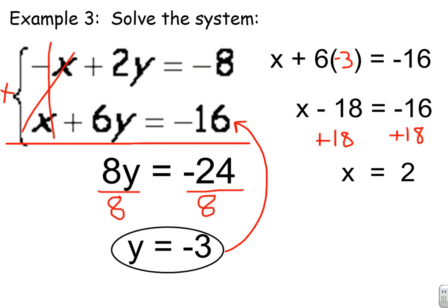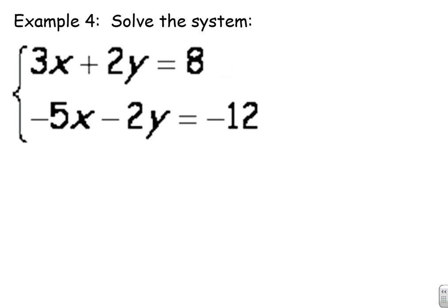X equals positive 2. Our final answer should be an ordered pair, x value first, y value second. So our final answer is 2, negative 3. So as you can see here, if those two lines were graphed onto a grid, they would cross at the point 2, negative 3.